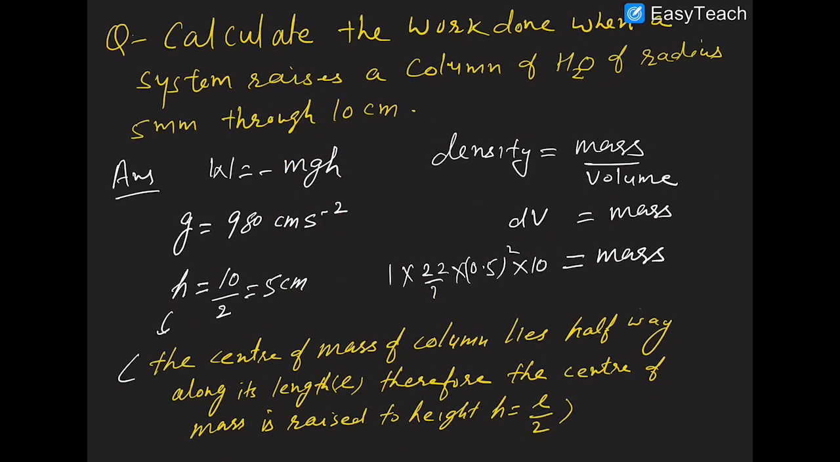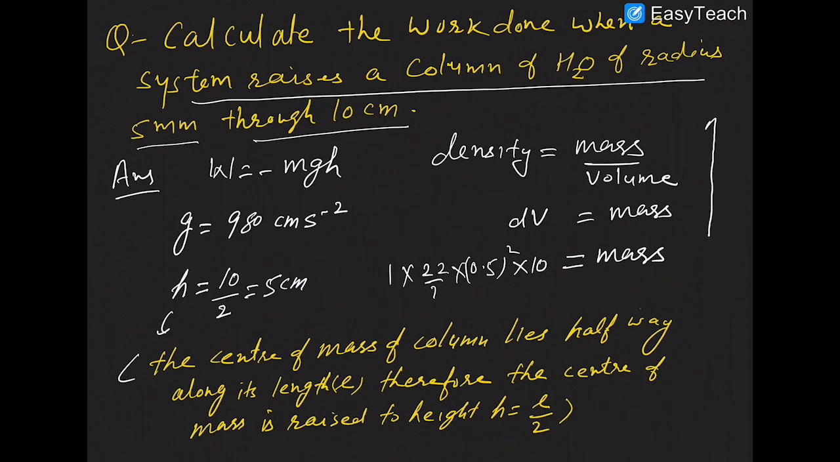Now calculate the work done when a system raises a column of water of radius 5 millimeter through 10 centimeter. Now what is happening is that the water column is rising in a cylindrical manner. The radius is 5 millimeter and height is 10 centimeter. Now the center of mass of the column lies halfway along the length. So the height comes out to be 5. The height will be half of the total height.